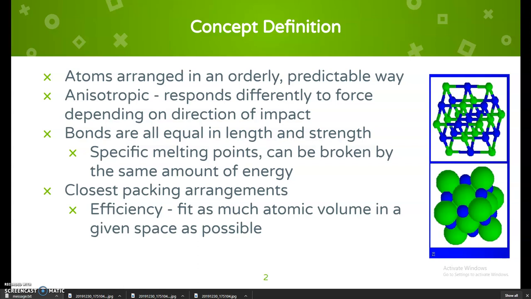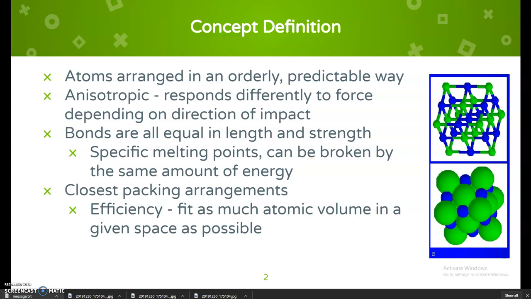Since all the bonds of a crystalline structure are the same length, they are all equally strong. This means that all of the bonds in a crystalline structure can be broken by the same amount of energy, and this in turn means that the melting points of crystalline structures are very, very specific, as opposed to the broad range of melting points that can be found in amorphous structures.